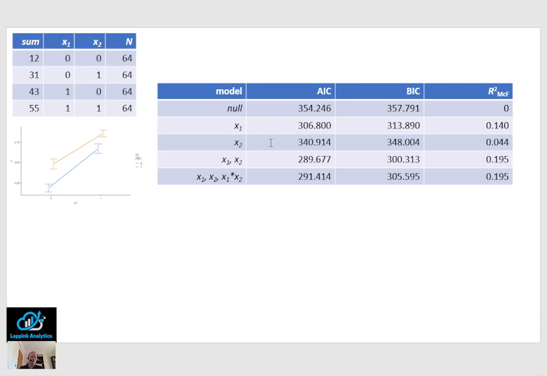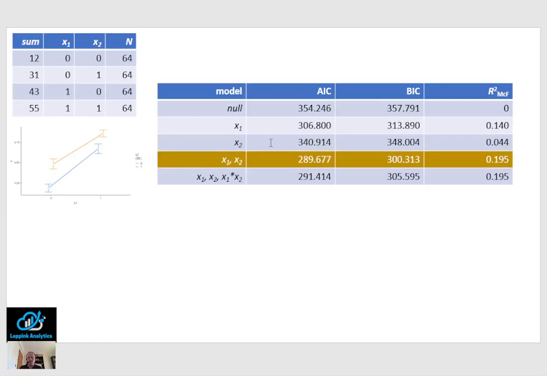So what AIC and BIC basically do is compare different models. For instance, you can also have a look at x1 and x1 comma x2. The R-square statistic is 0.195 instead of 0.14. So the R-square goes up. And you also see that the AIC and BIC are lower for the x1 comma x2, so the main effects model. And of these 5 models, the best model is the main effects model.